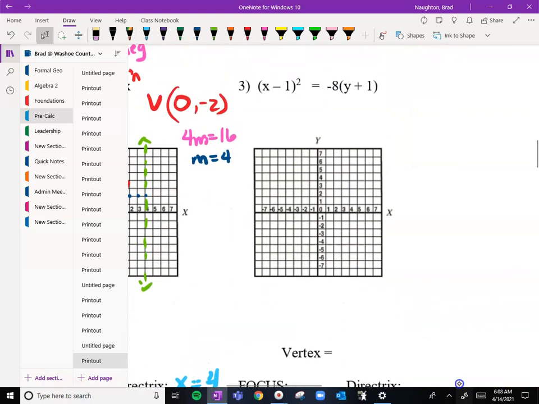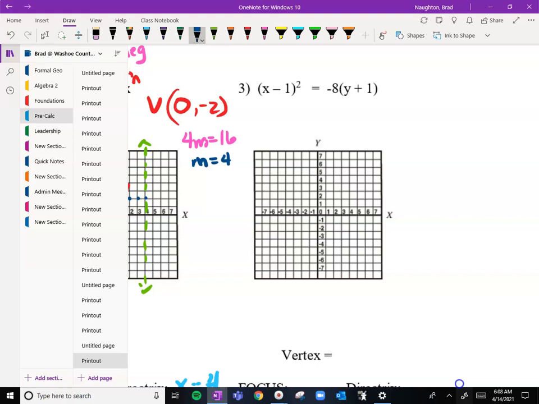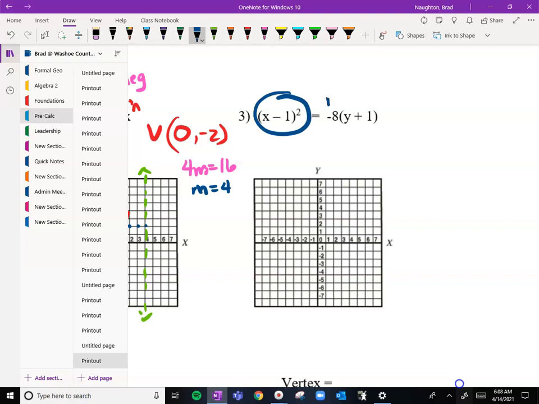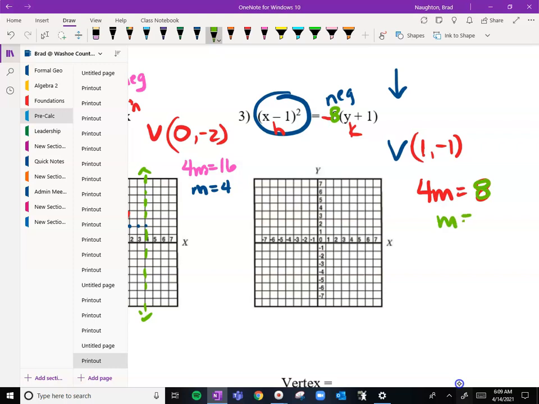Alrighty, I want you to try number 3 and then come on back. Hit pause, go. Alrighty, welcome back. So we have an x squared and it's a negative. So hopefully that shows us that it's going down. Okay, so my vertex is going to go h, k, so 1, -1. Now that we know the direction, I need to find my 4m, so that's just equal to 8. Remember that negative is directional, so I just take that 8. So my m is going to be 2.